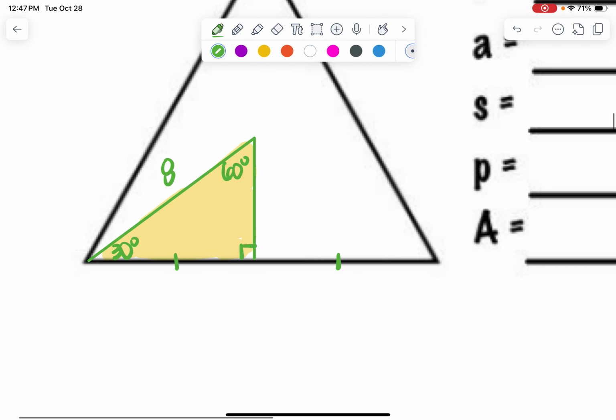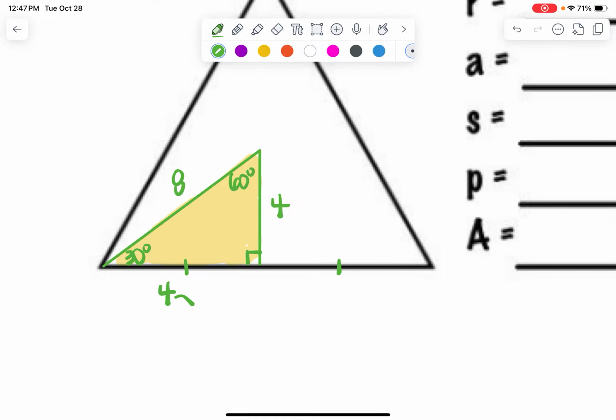All right, well, this is a pretty easy one to finish labeling, because the hypotenuse is 8, which means the short leg is half of that, which means the long leg is square root of 3 times that. All right, so nice, quick, and easy. Hopefully you remember all your rules.